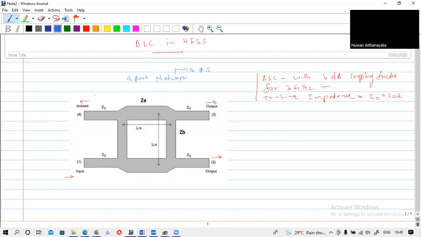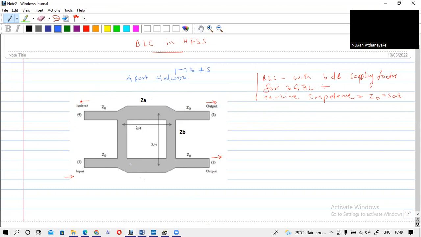Actually, we have to design the BLC, the branch line coupler, first. Then we have to simulate it and observe the S parameters. Based on the S parameters, we draw our conclusions about the branch line coupler. That is your task in this lab activity. So this is a 4-port network.